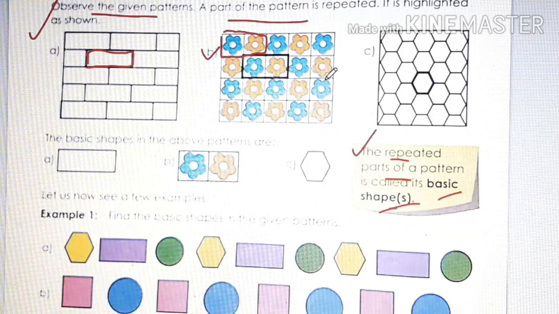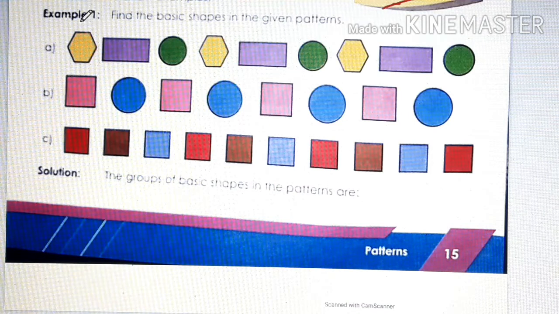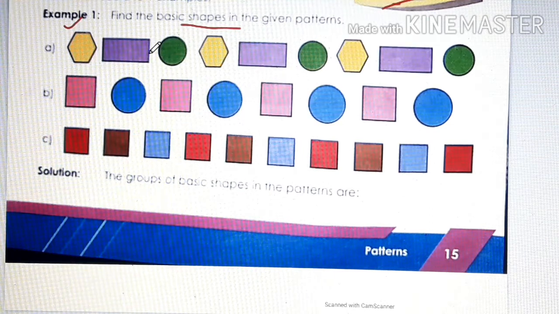And it also applies to this. Next, example 1. Find the basic shapes in the given pattern. Now let's identify the basic shapes and then we will check the answer.